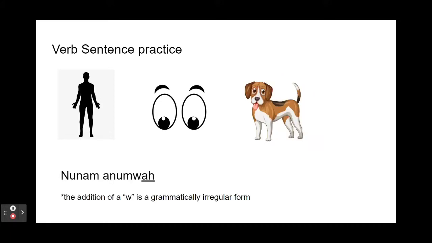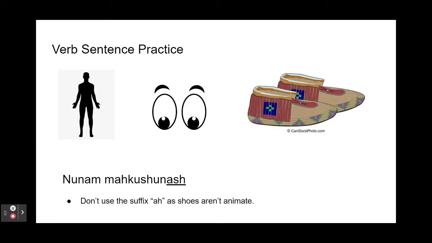Let's try a different one. Nunam anumwa, meaning I see the dog. Now, the w is an irregular form. Let's try an inanimate object.